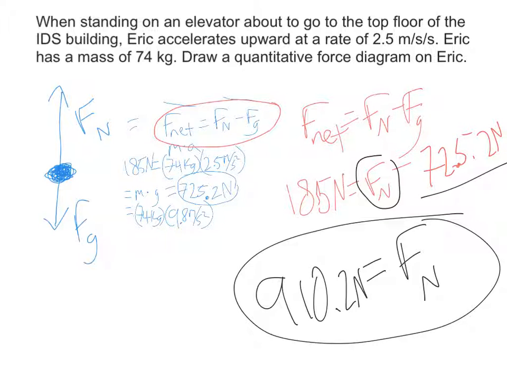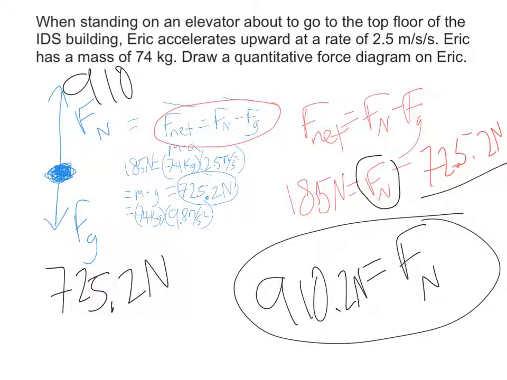So now what we have to do is we just quantify this. We say 725.2 newtons is the force of gravity, and 910.2 newtons is the normal force. And there we have our diagram that is quantified.